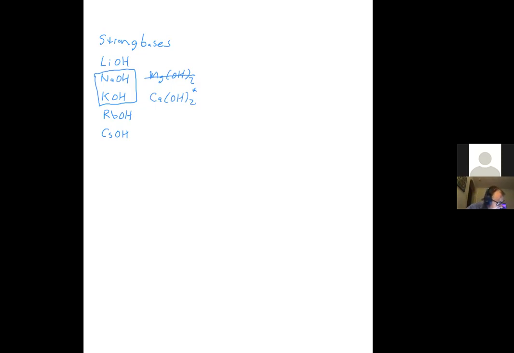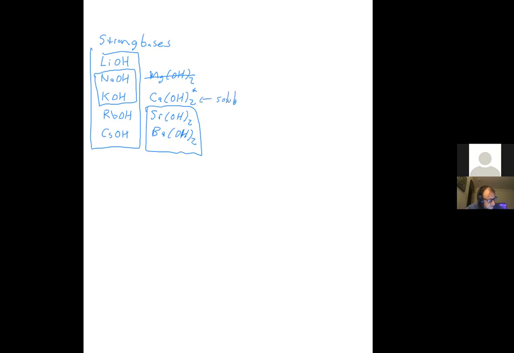Then you have strontium hydroxide, and this is generally considered a strong base. And then barium hydroxide. Now, these are interesting strong bases because there's two hydroxides, so they give you twice as much hydroxide in the solution. So it's generally considered these five, and then for sure these two. Again, it comes down to solubility here. Are they soluble? This one's just not that. It's insoluble in water. Okay, so if it's not soluble, it can't form hydroxide.